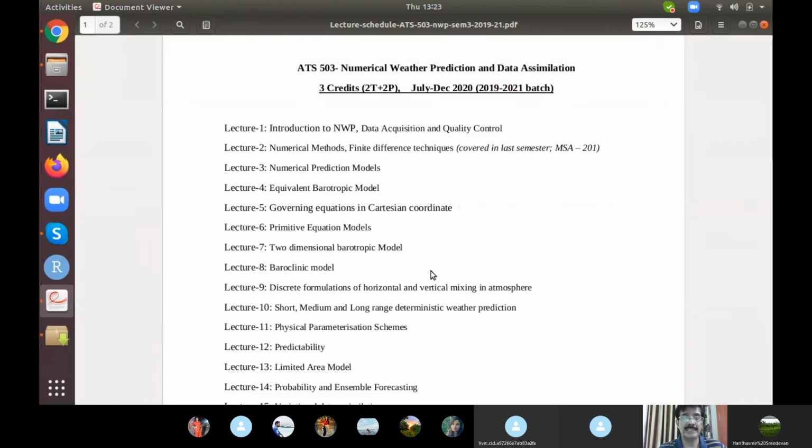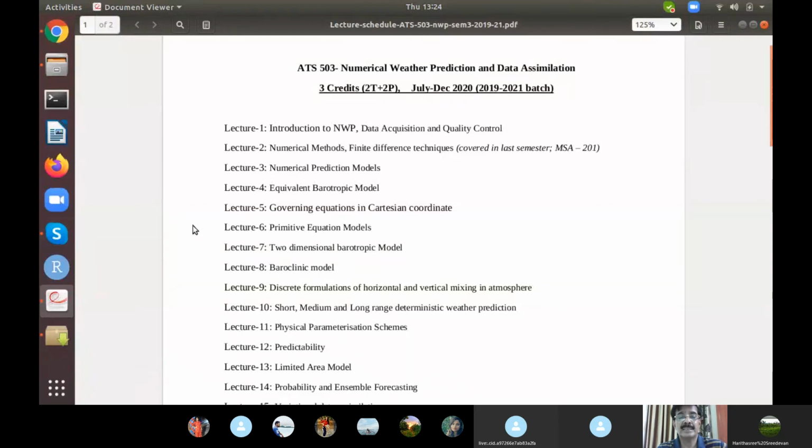If you have any doubt, once again in this semester, because these are the important foundations of NWP. Then governing equations in Cartesian coordinate, also you already know that, because you have studied the various vertical coordinate systems, right? The P coordinate system, the Z coordinate system, the sigma coordinate systems, and so on. So how the governing equations look like in those systems. So Cartesian coordinate is basically the Z coordinate system. So you already learned about that.